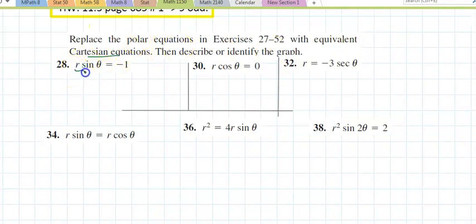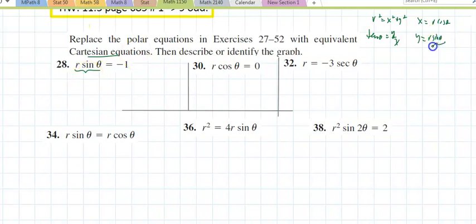We have r sine of theta. Isn't that a y? I'll write them here. We have r squared equal x squared plus y squared, and tan of theta equal y over x, and x equal r times the cosine of theta, and y equal r times the sine of theta, and there it is.